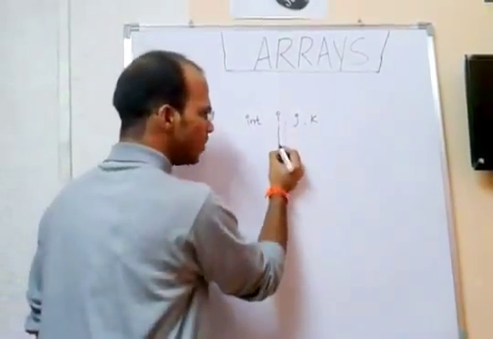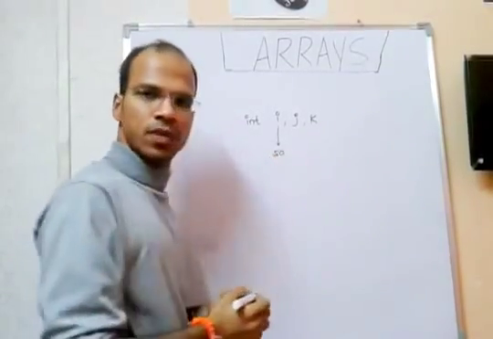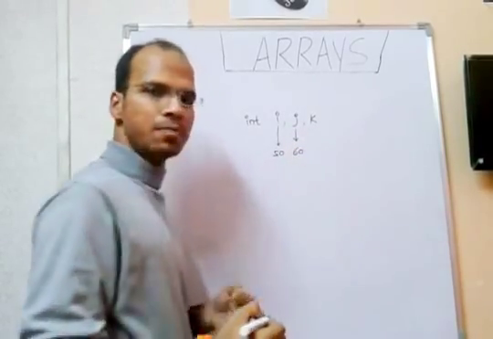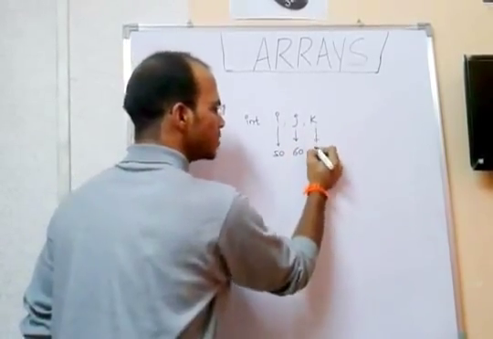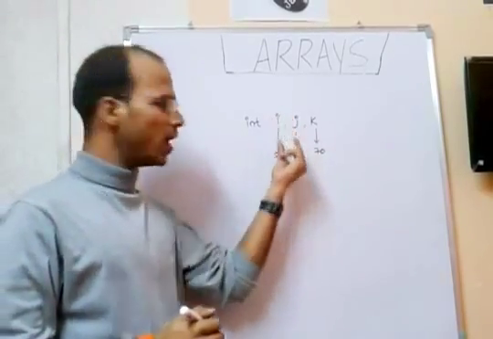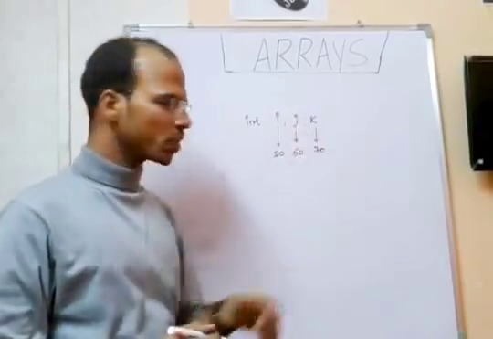Let's suppose I am saving the marks of a student in I as 50. I am saving marks in j as 60. I am saving marks in k as 70. Normally, 50 is saved in I, 60 is saved in j and 70 is saved in k.